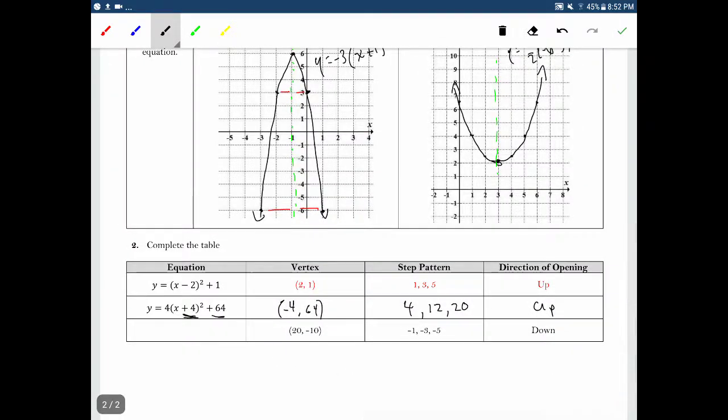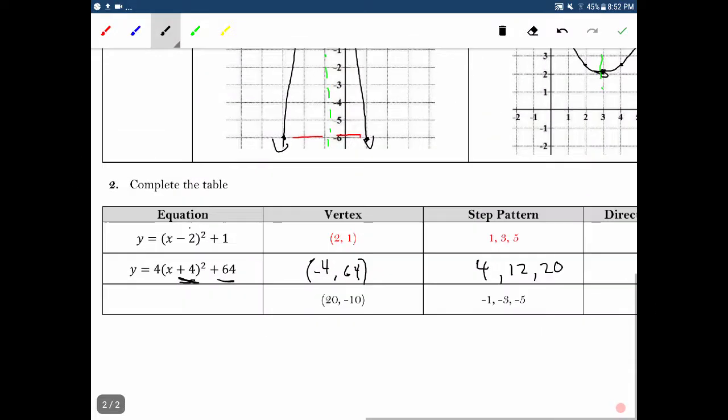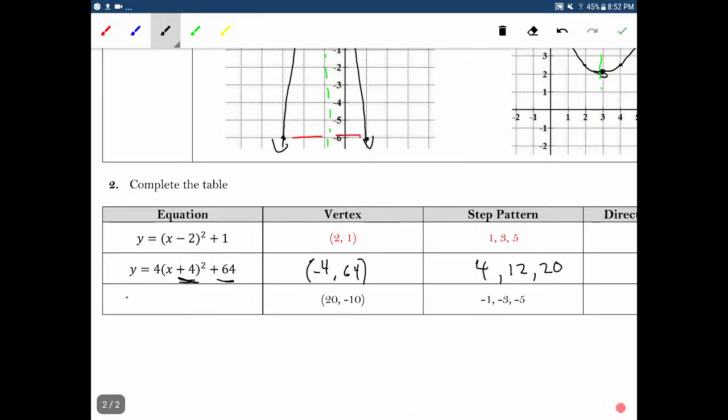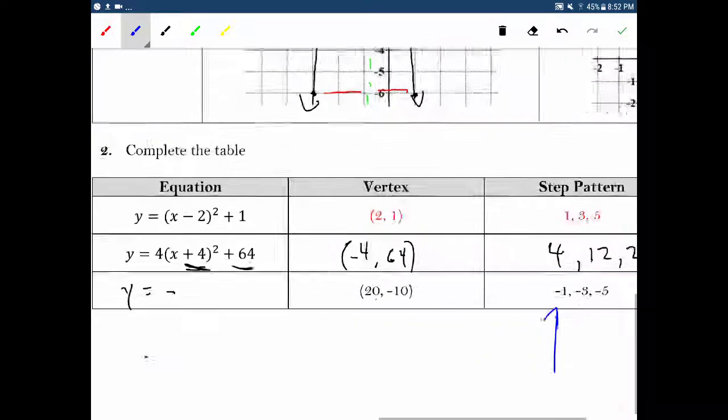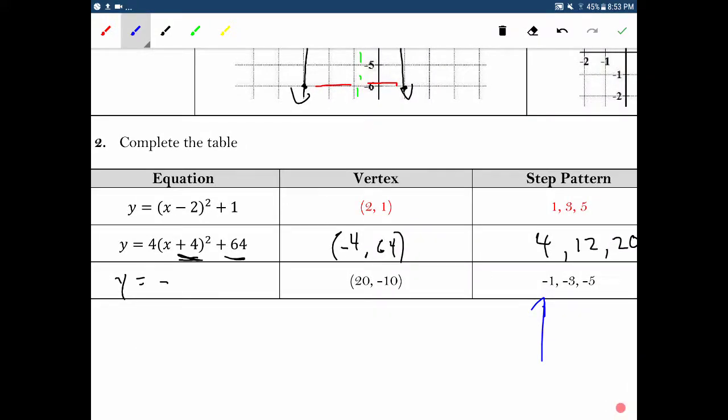Okay? And then just for fun, we're going to do one where we go backwards. So y equals, it opens down, it said, so we got a negative number. If you're going backwards, the easiest way to do it is to look at that first number in the step pattern. The first number is always just your a value, so it's a -1. We're not going to write the 1 though, because that's silly. And then we're going to say x, and then it's a +20, so we want a -20 because it's in the brackets. And then -10.